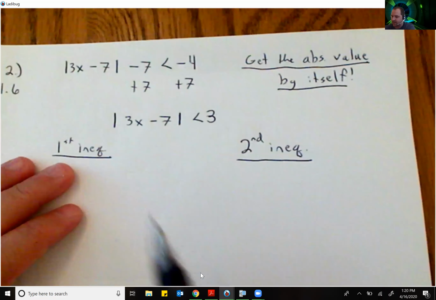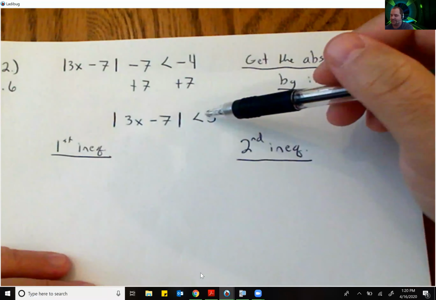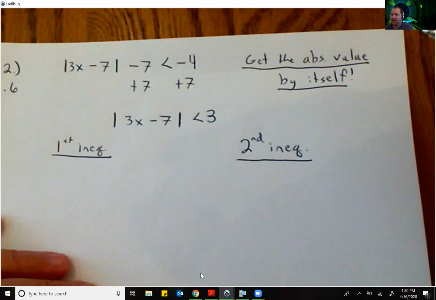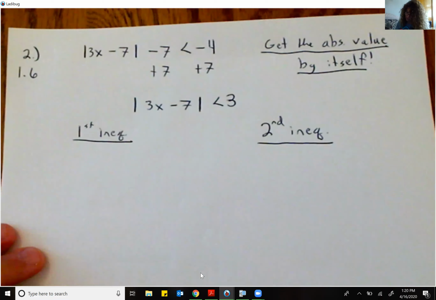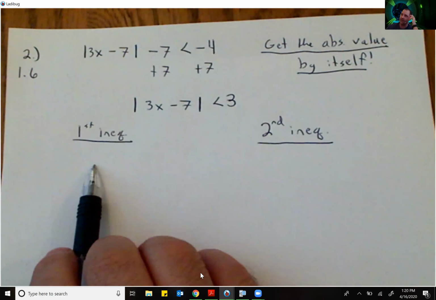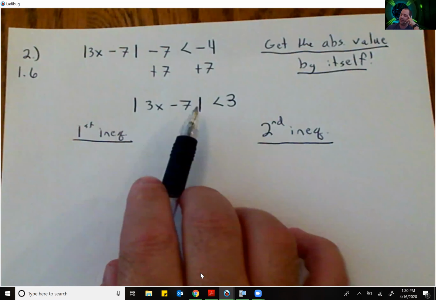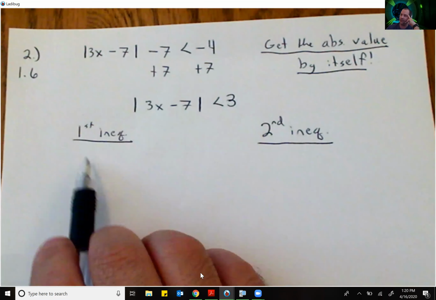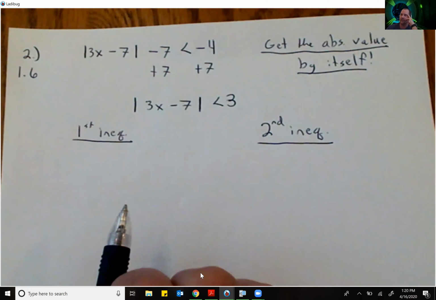And since this is an inequality, remember in absolute value inequalities, you're going to be dealing with and or or situations. All right, so how do we write the first absolute value inequality? How do we take this and turn it into the inequality we need to solve? What are we going to do? This is usually the one that we all get correct. It's the second one that we generally have trouble with.